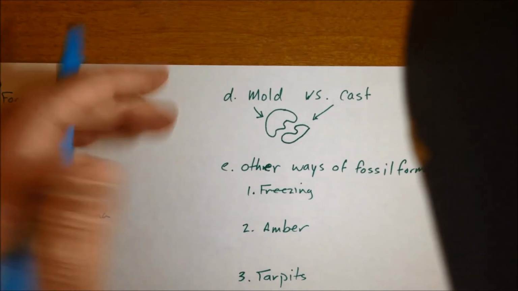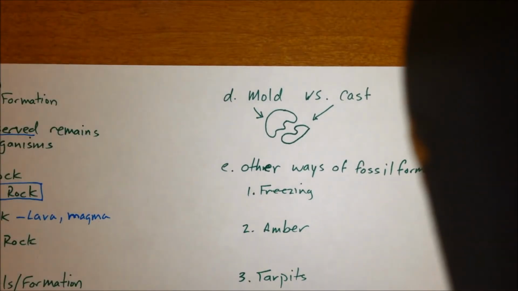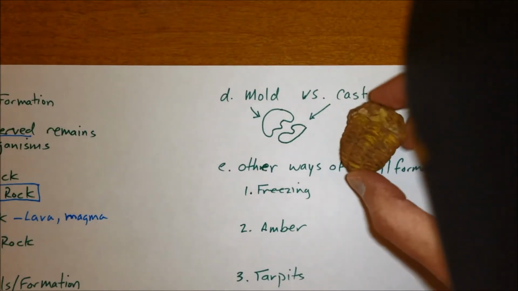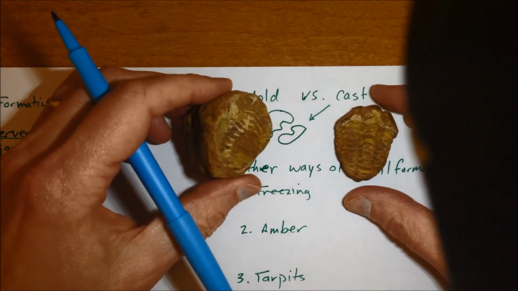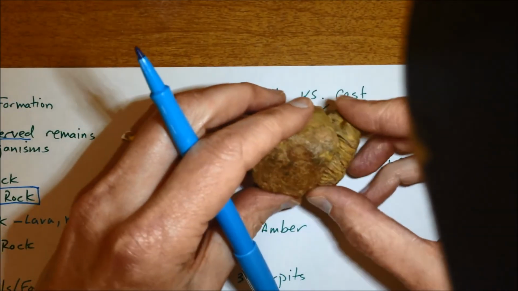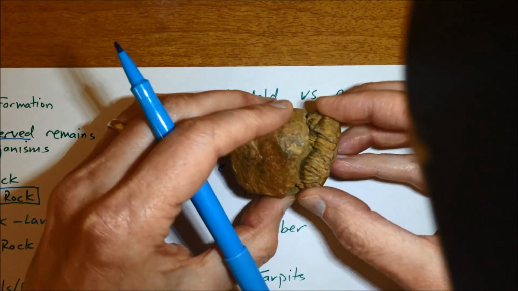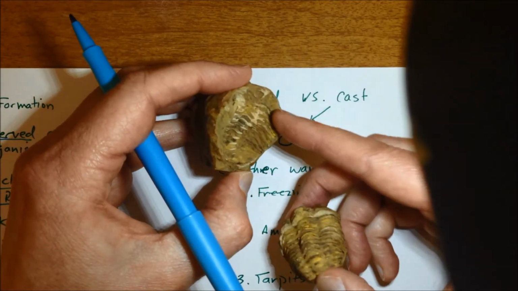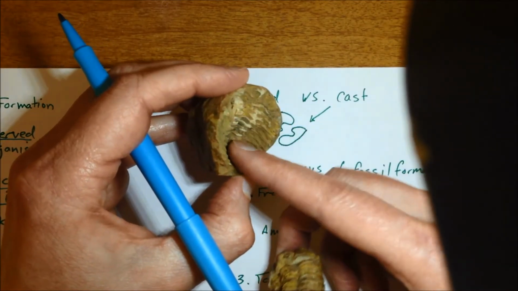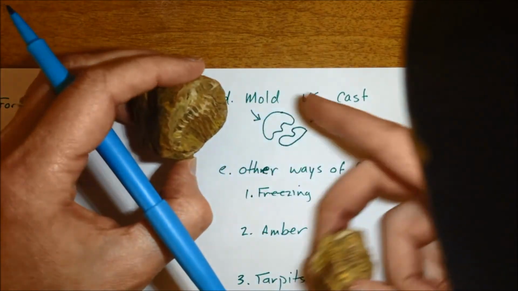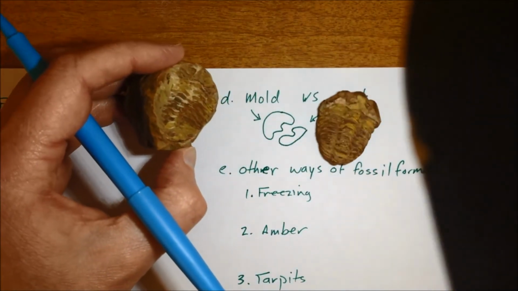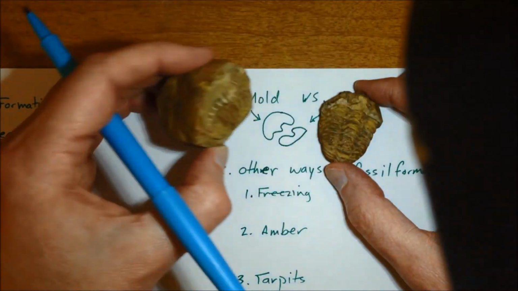Molds and casts are another way that you can find evidence of fossils, and the example that I showed in class is this trilobite here. Sometimes when a fossil breaks or is isolated from its sedimentary material, you have this impression of what was the organism, and that part is called the mold, and then the piece that it connects to is called the cast.